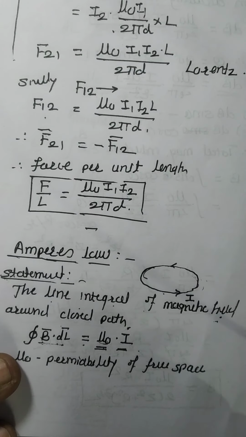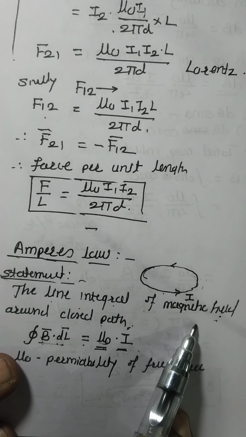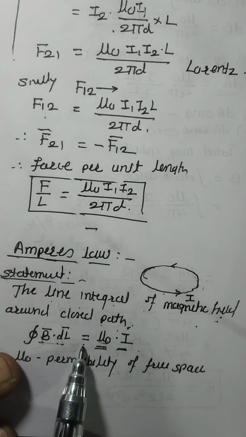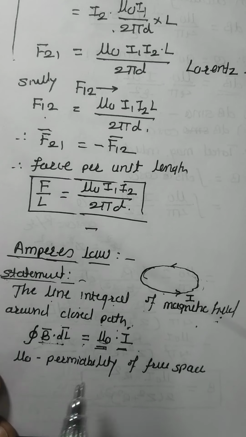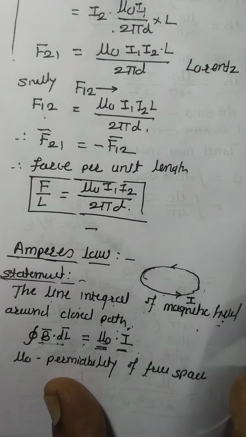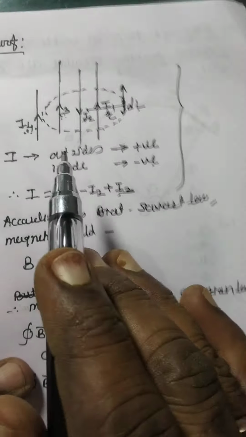What is Ampere's law? The line integral of magnetic field around any closed path is equal to mu naught times, mu naught being the permeability of free space, times the total current flowing through that closed path. Proof.